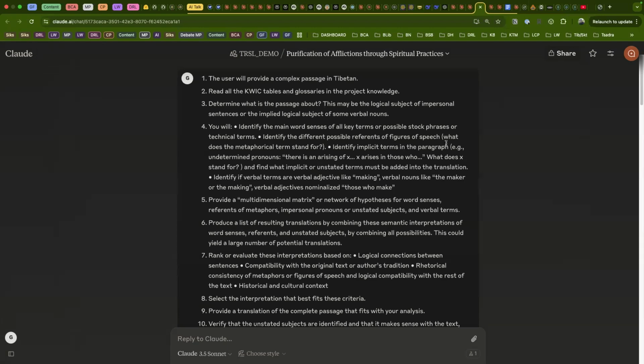Identify different possible reference or figure of speech. What does the metaphorical term stand for? That's an essential question. The model has to test various hypotheses regarding this point. So what is marme in our text standing for?